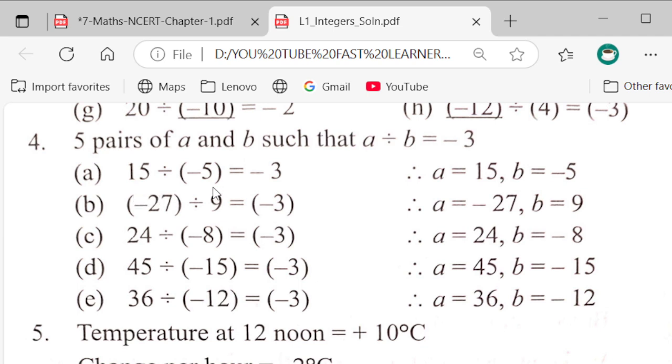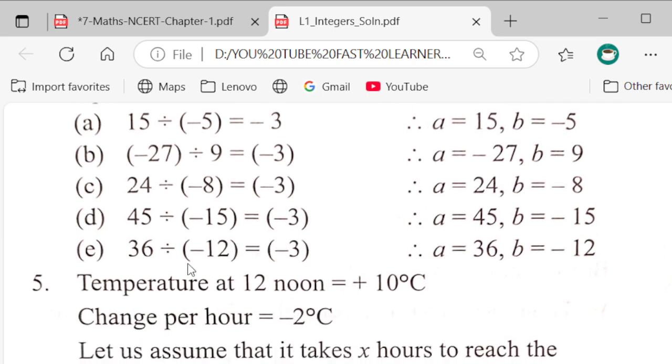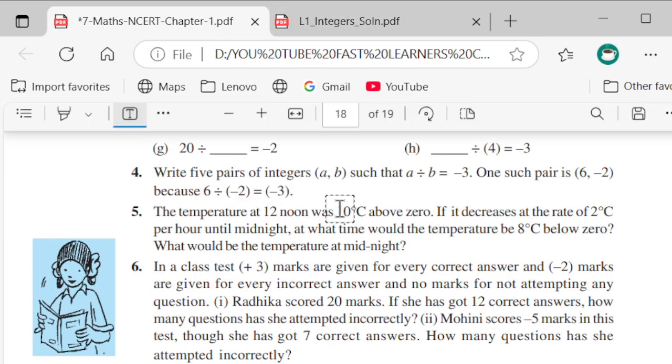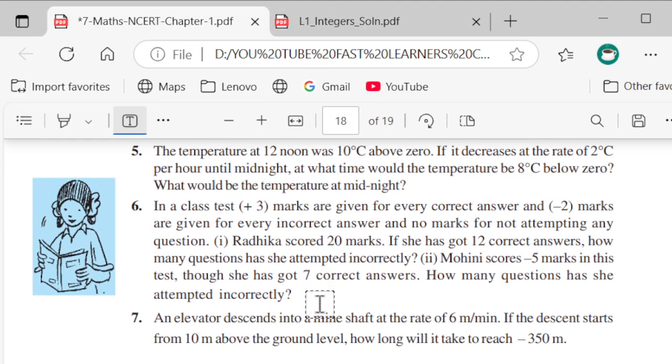Again 15 divided by minus 5, then 18 divided by minus 6, then 3 sixes are 18, 3 sevens are 21, so minus 21 divided by 7. So all these numbers you can write. There you can write any number. 36 divided by minus 12, you'll get the answer minus 3.